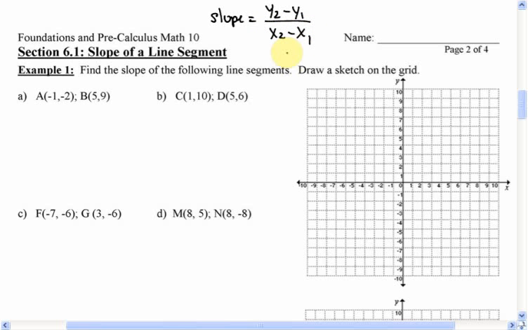I'm going to ask you to use this formula now to help me with example number 1. Find the slope of the following line segments. If you need the visual and you want to draw this out, you're more than welcome to do so. But if you can just plug it into the formula, do that instead. So once again, you're given 2 points. Our first point is negative 1, comma 2, and I'll draw this for those of you who like the visuals. There's negative 1, comma 2. And B is 5, comma 9, that's way up here. I'm asking you to find the slope of this line, meaning find the steepness of this line.